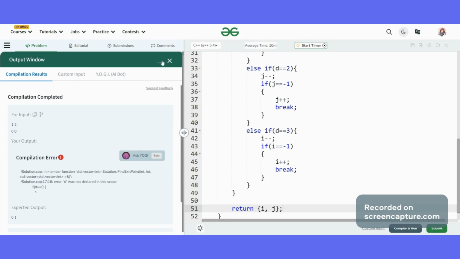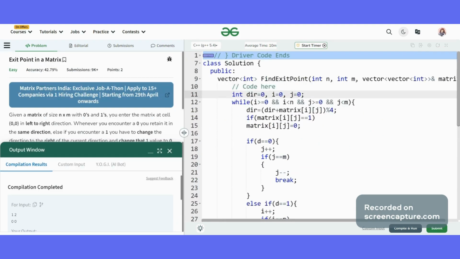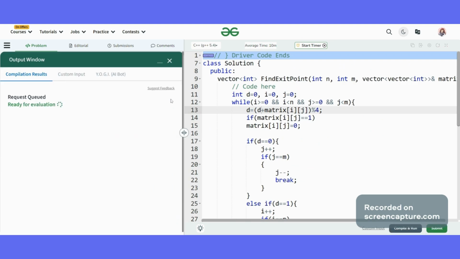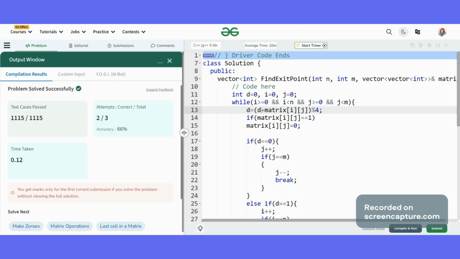Okay, why am I getting an error? Okay, here I have mentioned dir. Let's make it d. Now it's perfect. Let's compile and run once. So I'm getting the correct output. Now let's submit. So the problem has been solved successfully. So we can end the video here only.